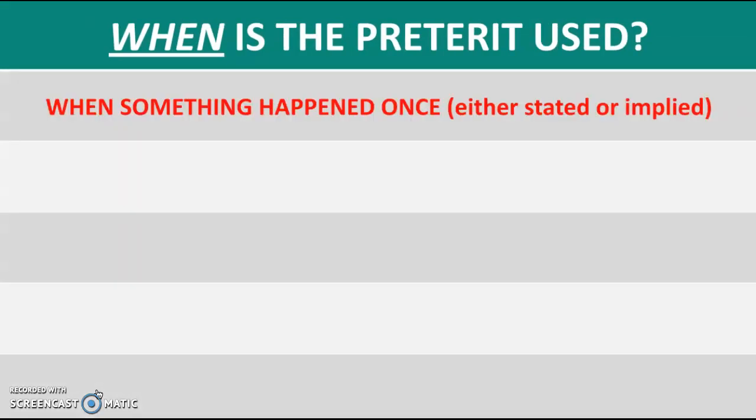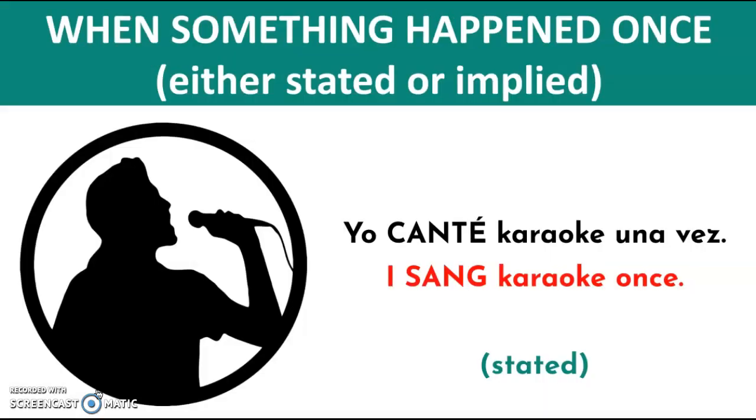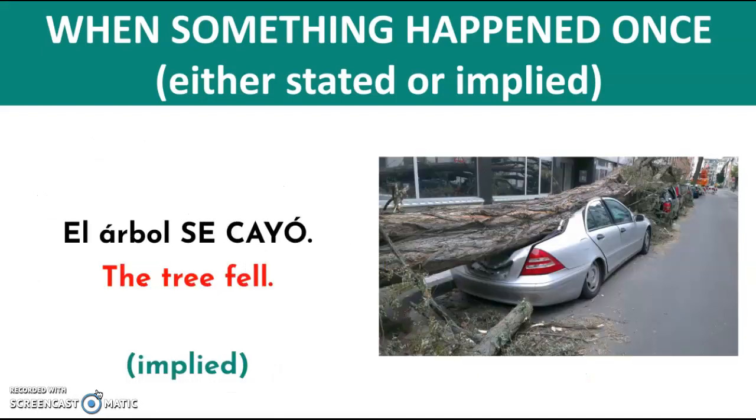So, when is the preterite used? We're going to talk about a few different rules as to when we use the preterite. All right, so the first one is when something happened once. This can be stated or it can be implied, and I'll show you an example of each. So the first one is something that is stated. Yo canté karaoke una vez. All right, one time it's telling us. All right, that's when we did that activity. Versus el árbol se cayó. All right, the tree fell. This is implied because we understand when the tree falls, it's done. It doesn't get back up and then fall again. All right, it falls one time and it's over with.